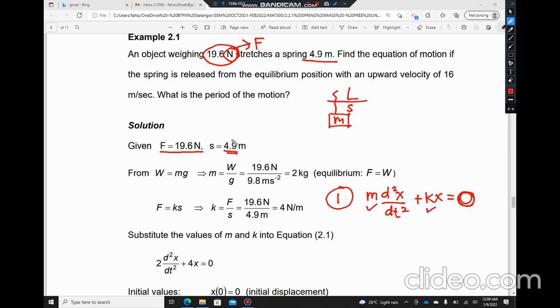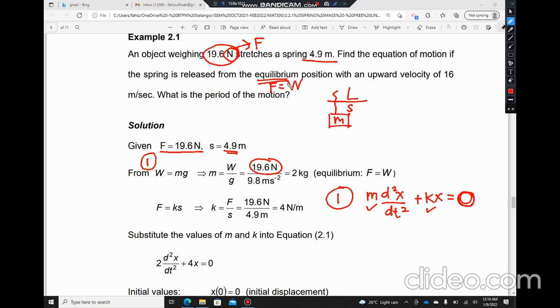Okay, so kita dah ada kat sini, kita tak ada nilai M dengan K, so it means that we need to find the value of M and K. Kita boleh ambil mana-mana formula yang sesuai untuk cari nilai M dengan K. First kita ada formula W equals to mg, so kita dapat M equals to W over G. So W dari mana kita dapat? This one, 19.6, because it is equilibrium position. Bila equilibrium position, F equals to W.